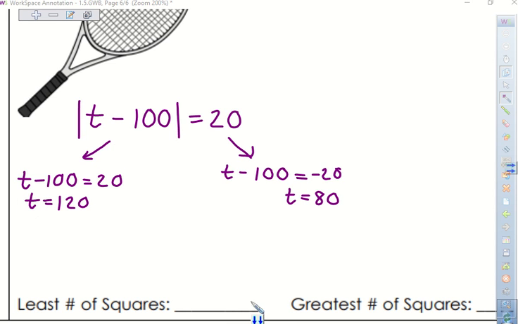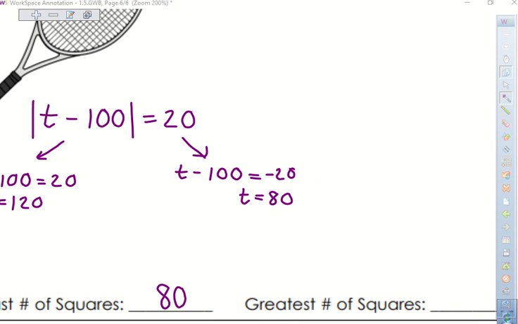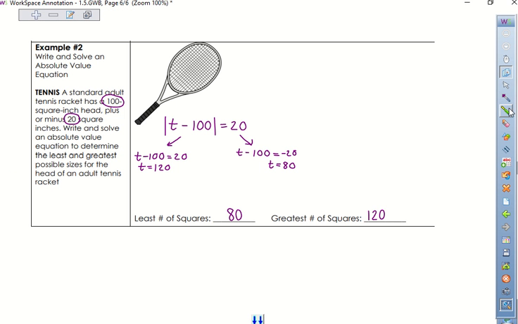Alright, so the least number of square inches is 80, and the most is 120. Any questions about that?